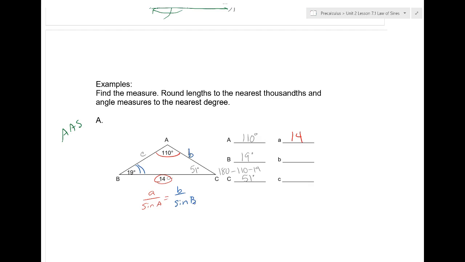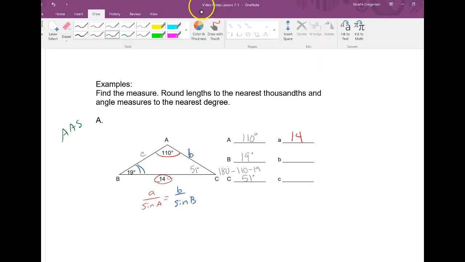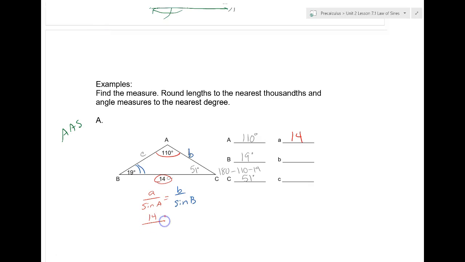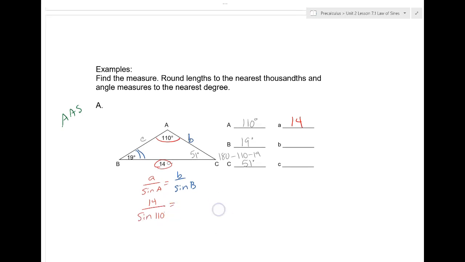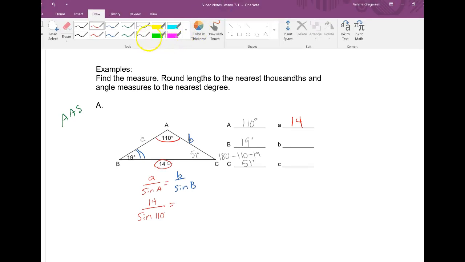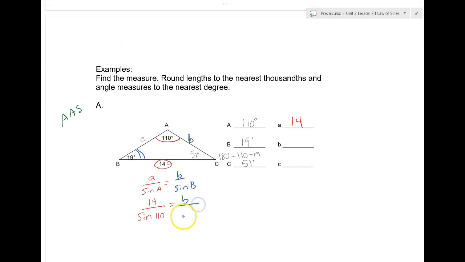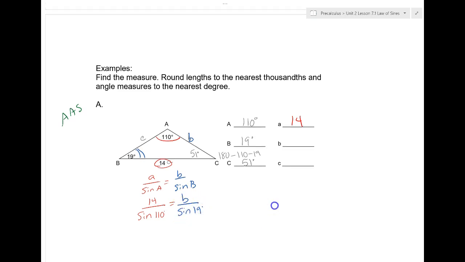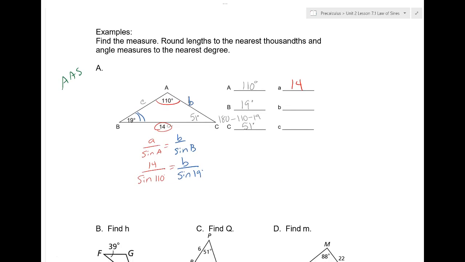All right, so now I put in, what do we know A is? Well, we know A was 14. Sine of A, well, what's big angle A? That's 110, so that's sine of 110 degrees equals B, which we don't know, over the sine of angle B, which is 19 degrees. Now, how am I going to solve for B? Well, I'm going to just get it by itself. So if I'm dividing by the sine of 19 degrees, all I have to do is multiply by the sine of 19 degrees, and I'll be able to get this length of side B.